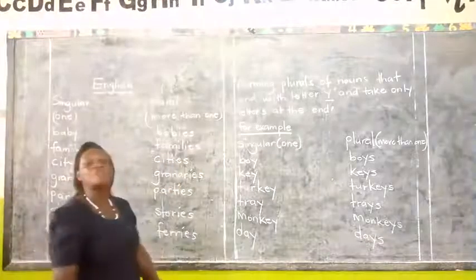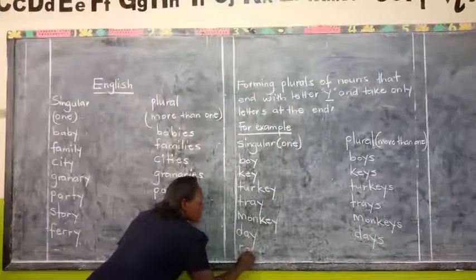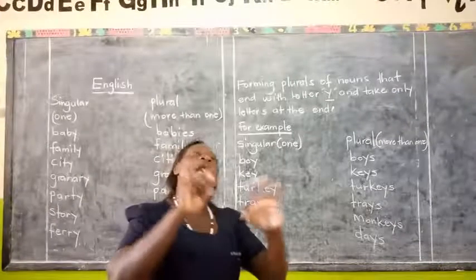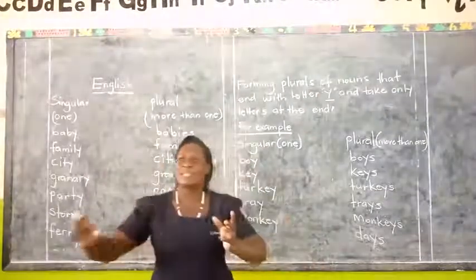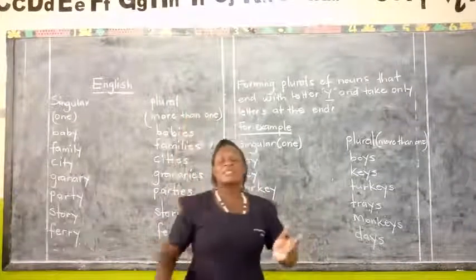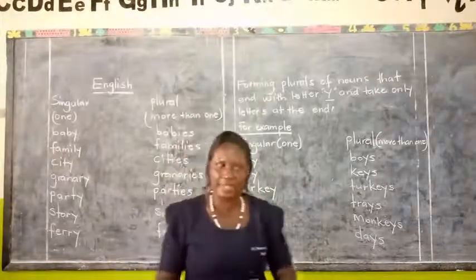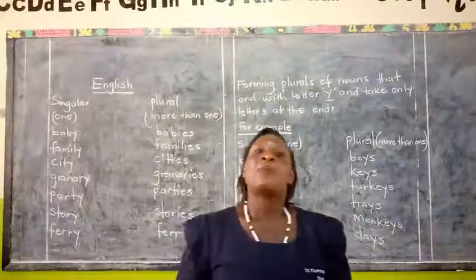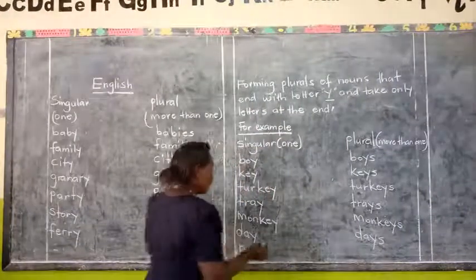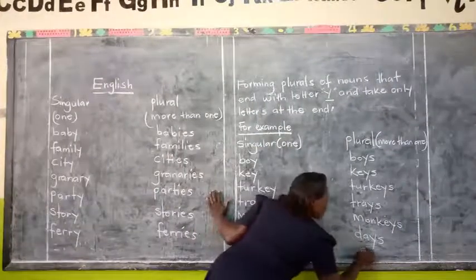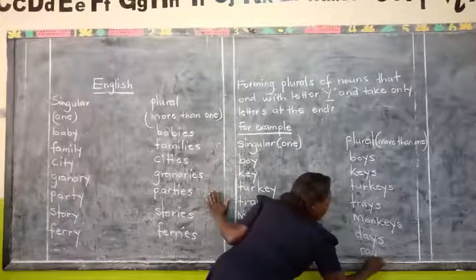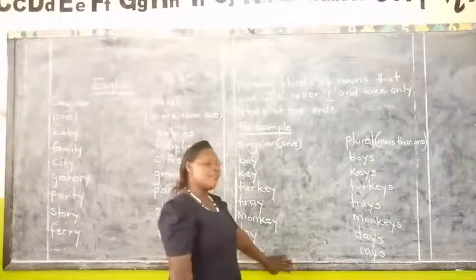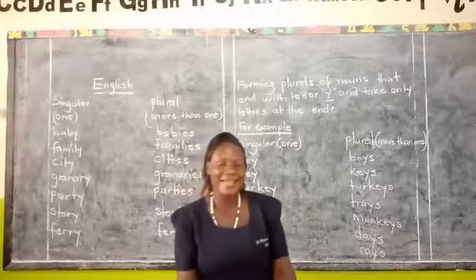We also have ray. Rays of the sun. When the sun comes out, it has some things like sticks. In the actual sense, they are not sticks. We call them rays. The rays of the sun. If it is one, it is known as ray. If they are more than one, we call them rays. We don't add on IES. Instead, we add on letter S.